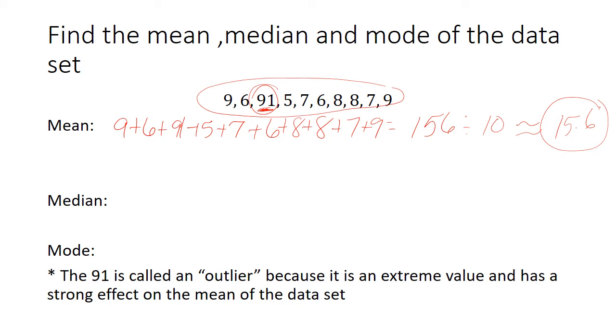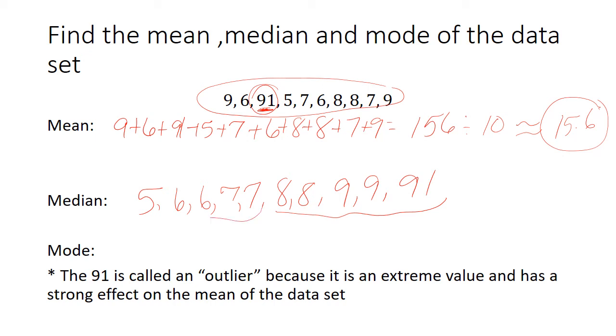All right, so our median, remember we have to write them in order. 5, 6, 2 6s, 2 7s, 2 8s, 2 9s, and a 91. So there are 10, which means they're not going to be even. So there's 5 values here and 5 values here. So our median is going to be the average of our two middle ones here. So we would do 7 plus 8 divided by 2, and that's going to give us a median of 7.5.